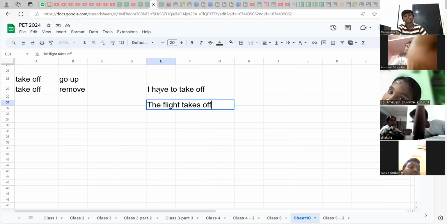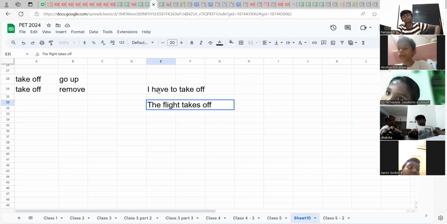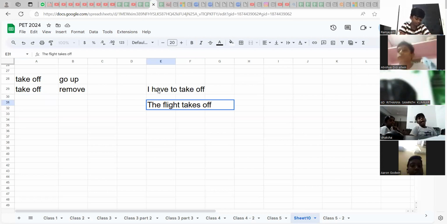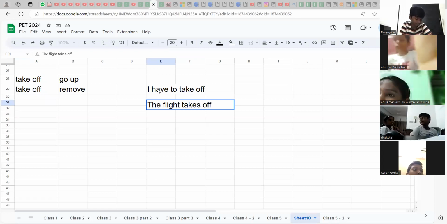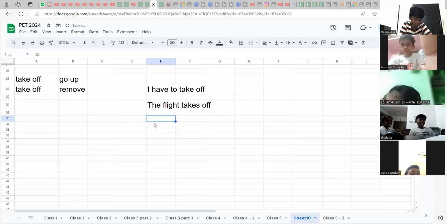Sir, before this, we learned past and present tense. Will they ask for it in the exam, sir? Yeah, that is also going to come. So I will give you the model paper. Whatever we are learning, it's going to come.